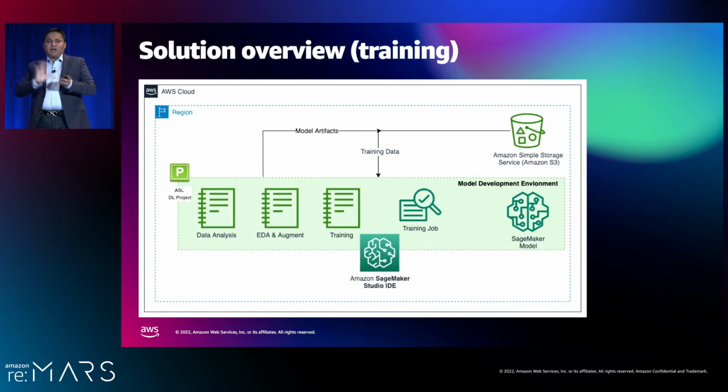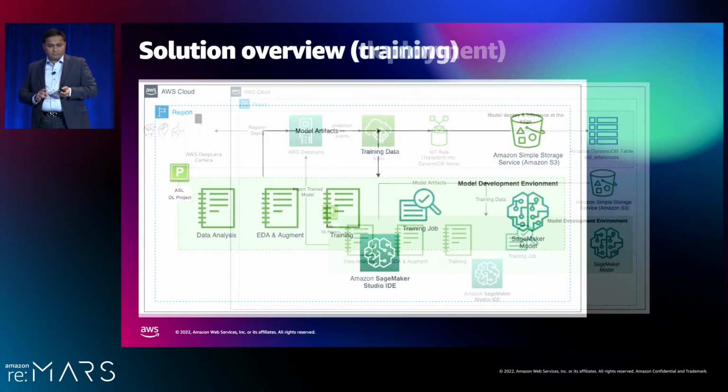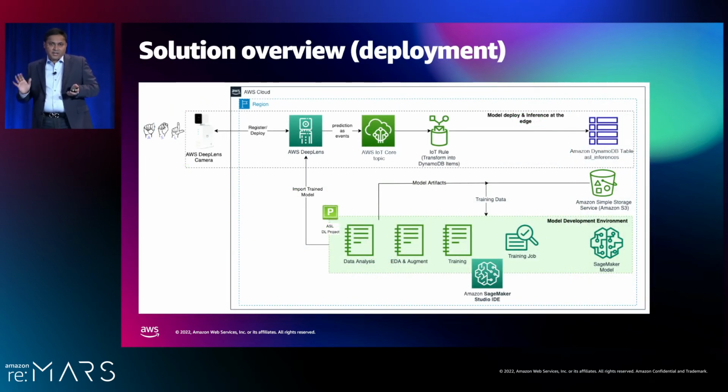Okay, so now my model is ready. Next up, let's look at deployment. Once your model is ready and has achieved the accuracy that you think is your threshold, that's when you decide to deploy the model and then run the inference at the edge. For our scenario, we chose AWS DeepLens to deploy our model and run inference at the edge.